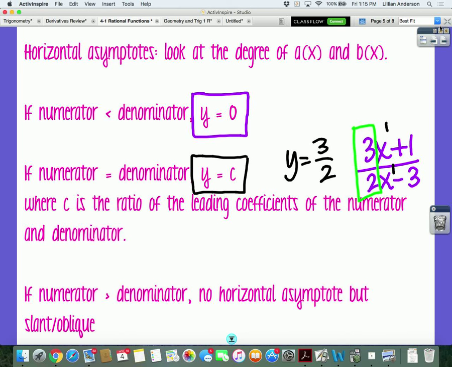So you look at the degrees. If they're equal, you look at the coefficients, and that's your answer. Y equals that number. Question on that? If there are, you can ask. Don't be shy. And then lastly, if the numerator is greater than the denominator, this is when you say, no horizontal, but it's slant or oblique. To find these slant and oblique asymptotes, you're going to have to do synthetic division.